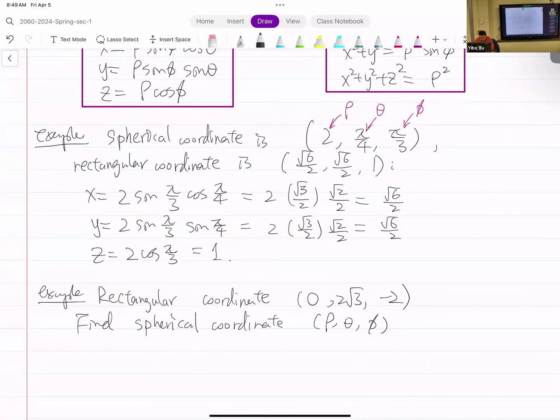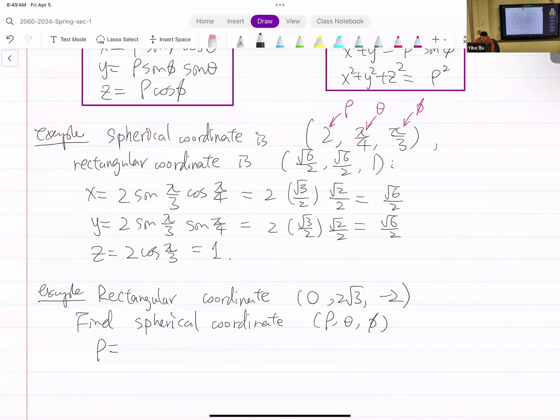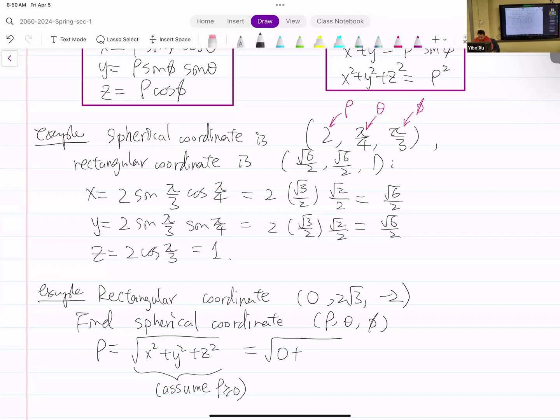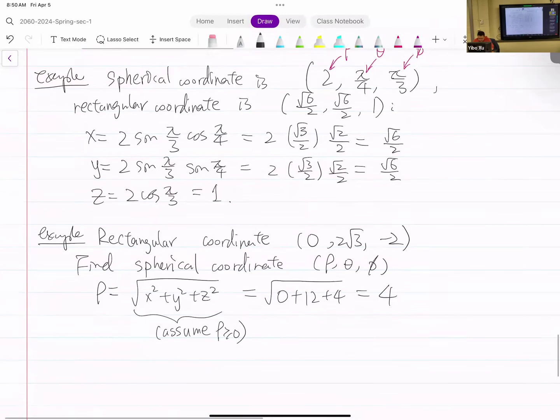So of course, the first thing that we can realize is that rho is the distance from the point to the origin. Okay, so rho is the square root of x squared plus y squared plus z squared. And we always assume that rho is not negative. So we always choose the positive one. So that's going to be easier for us in consideration. So we have 0 plus 12 plus 4. Okay. So the sum of squares. So it's the square root of 16, which is 4.